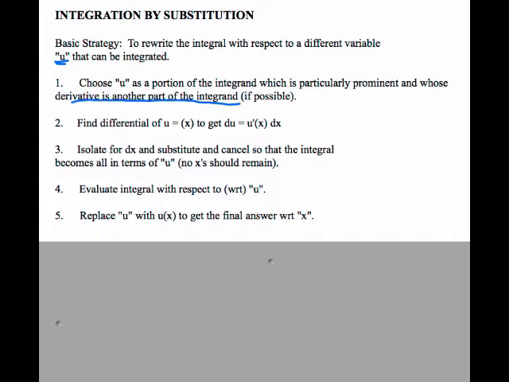Okay. You then take u off on the side and you do its differential or derivative. You isolate for dx and substitute and cancel so that your integral just has u's left in it. You integrate with respect to that, and then you replace everything with x. Replace all your u's with x to get back to what you started with.